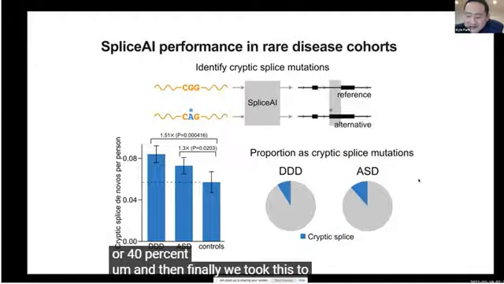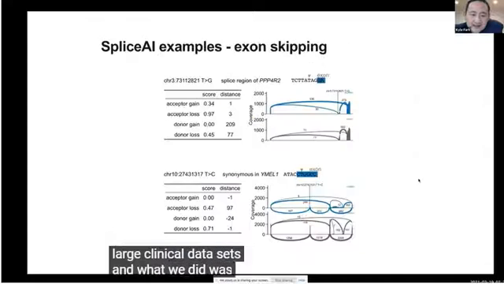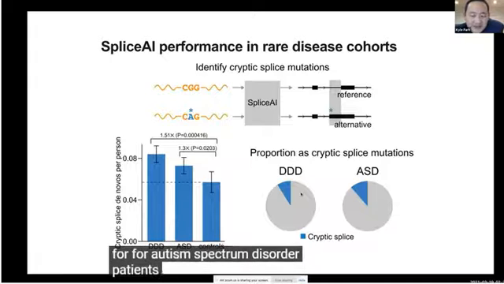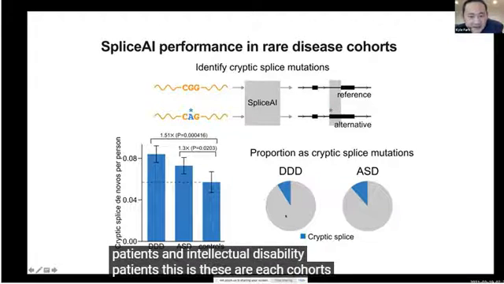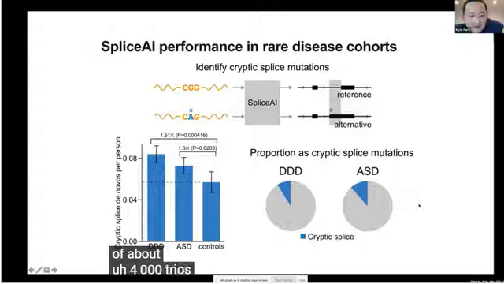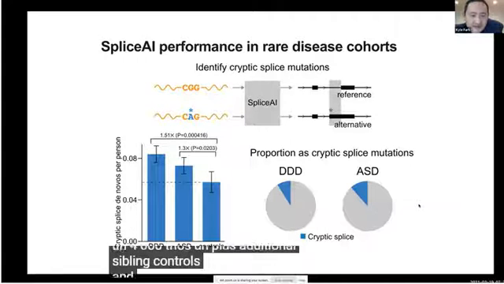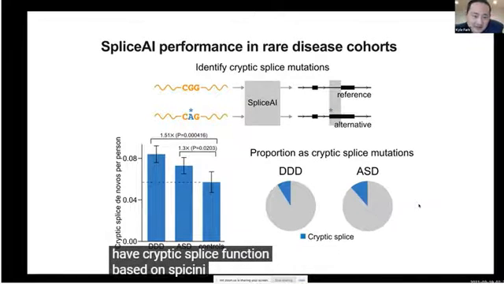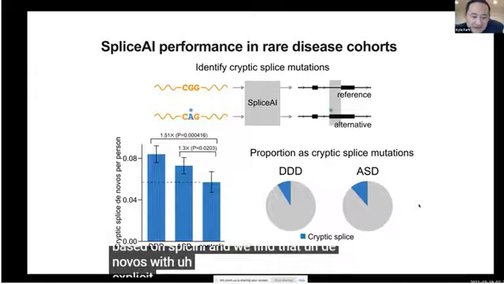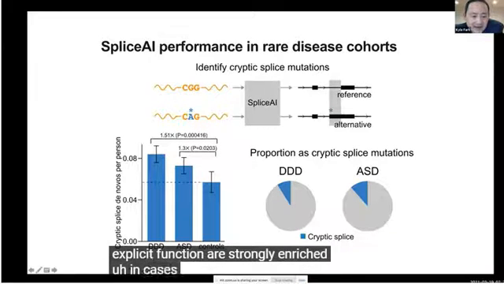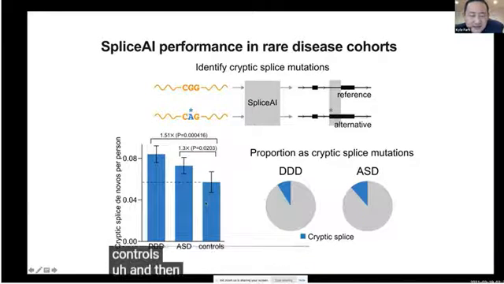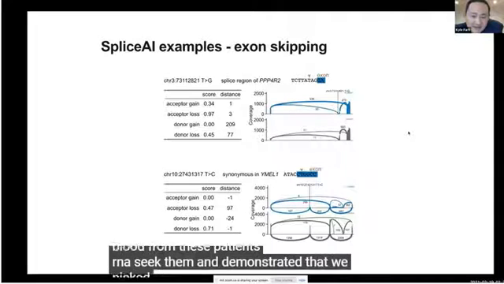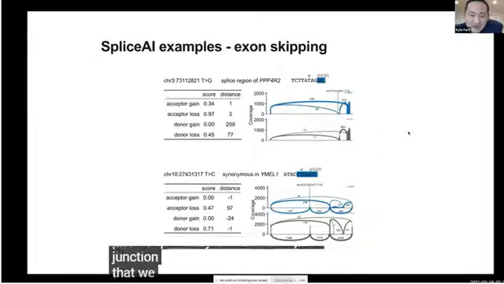And then finally, we took this to large clinical data sets. We looked at the trio sequencing data for autism spectrum disorder patients and intellectual disability patients. These are each cohorts of about 4,000 trios, plus additional sibling controls. We looked at de novo mutations, and we predicted whether or not they'd have cryptic splice function based on SpliceAI. And we find that de novos with cryptic splice function are strongly enriched in cases versus healthy sibling controls. And then we actually took blood from these patients, RNA-seqed them, and demonstrated that we picked up exactly the aberrant splice junction that we predicted using our algorithm.